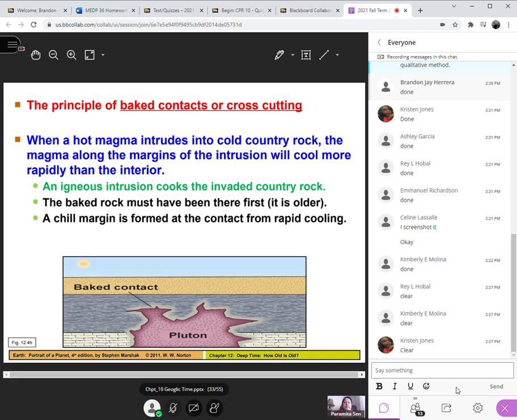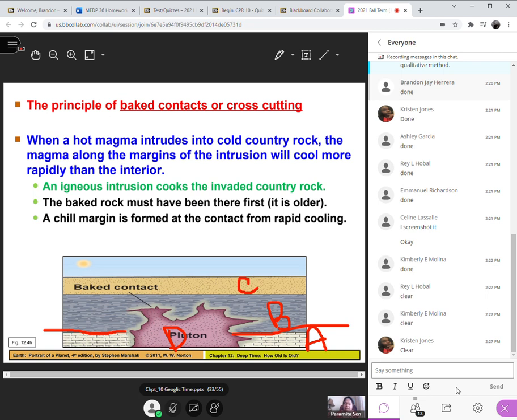Next is the principle of baked contacts. Now, this layer of rock, let this be A. This is B. This is C. This is D.